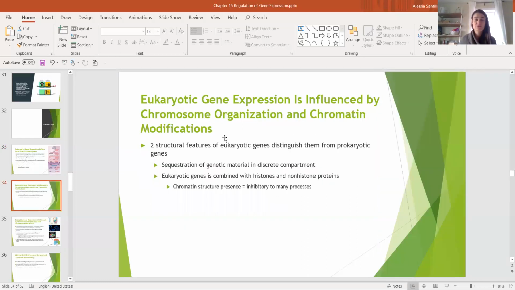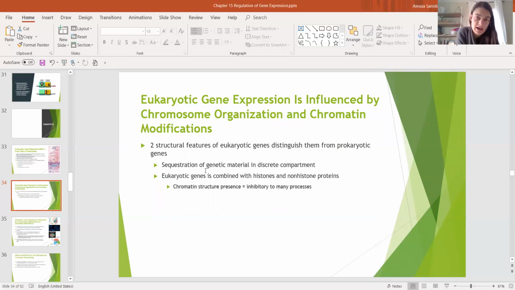Okay, so the first place that we're going to look at eukaryotic regulation is in terms of chromatin and chromosome organization. There are two structural features of eukaryotic genes that distinguish them from prokaryotic genes. The first thing is that, of course, our genetic material, our DNA, is found within the nucleus, within this discrete compartment. And so transcription and translation cannot happen together, unlike prokaryotes. This is one of the main things that distinguishes eukaryotic genes from prokaryotic genes.